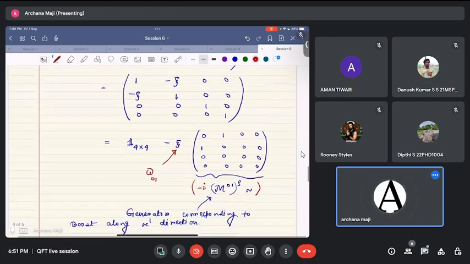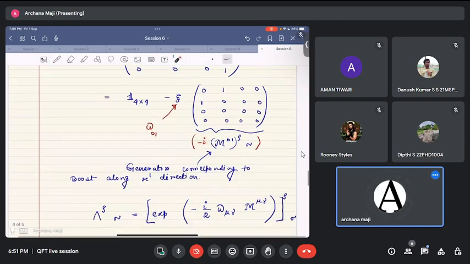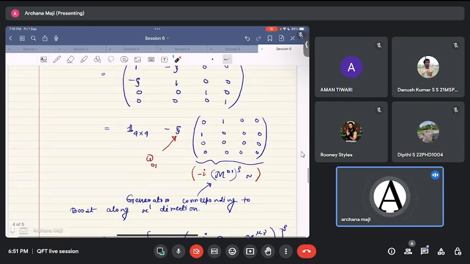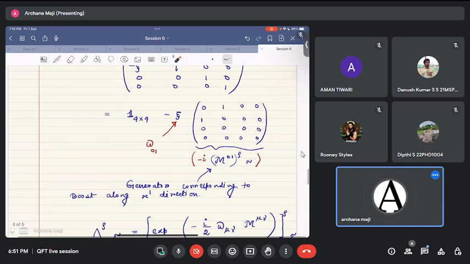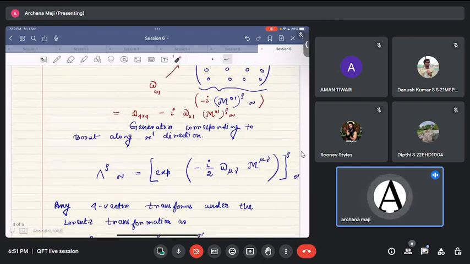Sorry, why do I still feel there is something missing? Just a moment. So minus I. This lambda mu nu will be identity plus I. Oh yeah, it's fine. Let me write this down. I'm getting confused. So this is identity 4 by 4 minus I omega 01 M01 rho sigma, and that is what we will get from here also if we expand it.